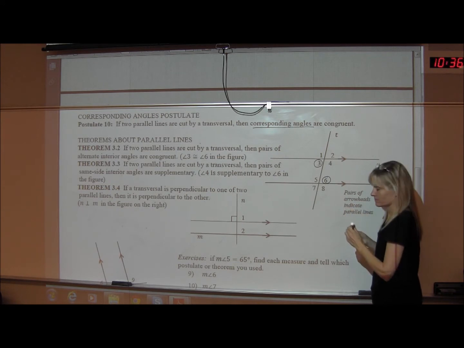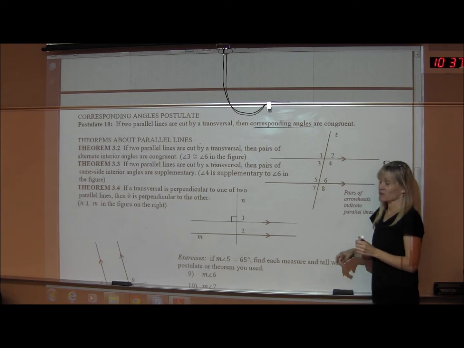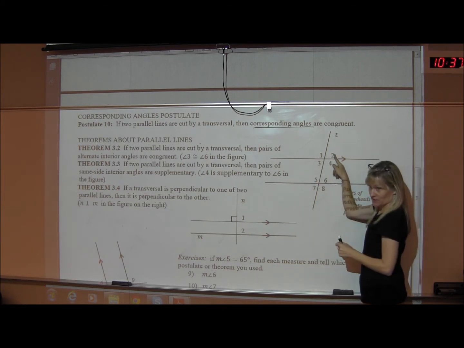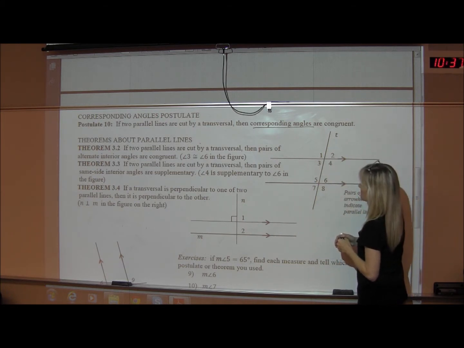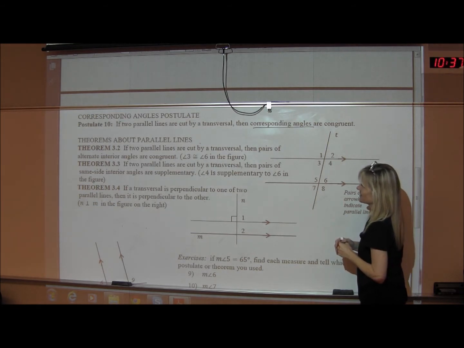Wouldn't 1 and 4 and 2 and 3 also be congruent because of vertical angles? 1 and 4 would be congruent because of vertical angles, and 2 and 3 also, because of the vertical angle definition. Okay, so that's right. So we're going to use all of that in our exercises. So that's good that you remember that.